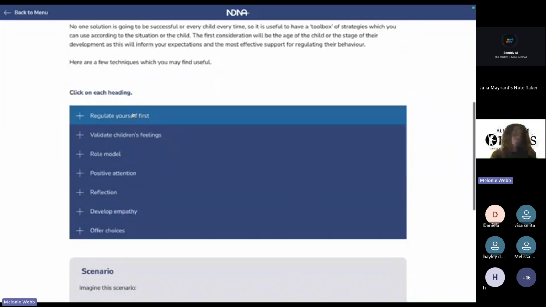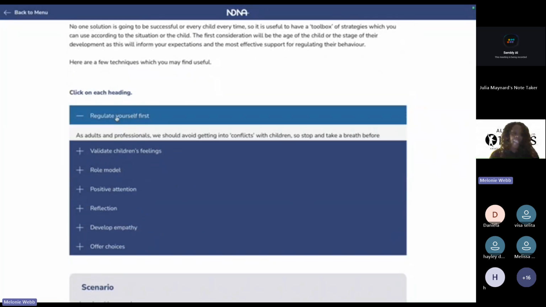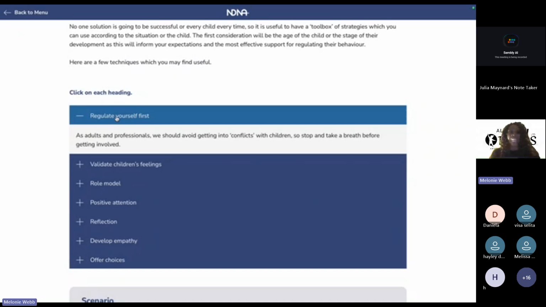So the first thing you want to do is regulate yourself. Take a deep breath, breathe. As adults and professionals, we should avoid getting into conflicts with children, so stop and take a breath before getting involved. And it's also important to notice here that if in that moment you are not the best person to support the conflict, turn to your colleagues, just pop your head up and say, "Sorry, Leon, would you mind?" That's probably a very smart thing to do.